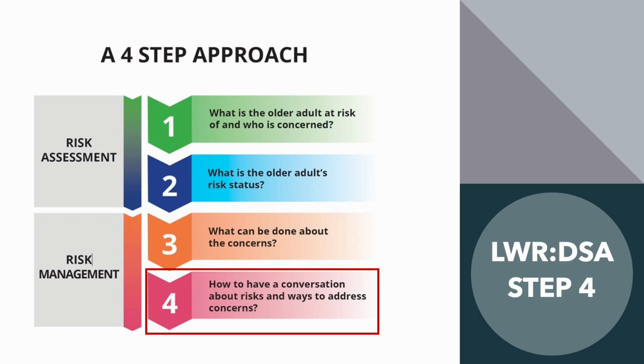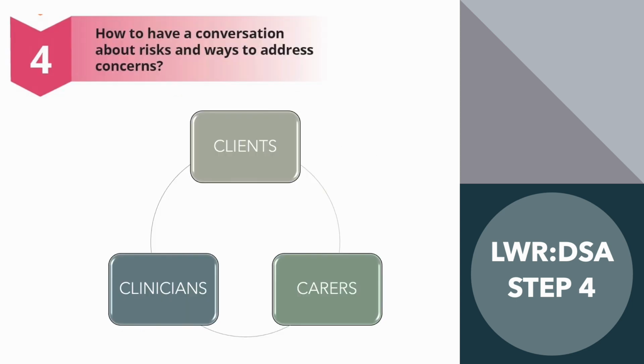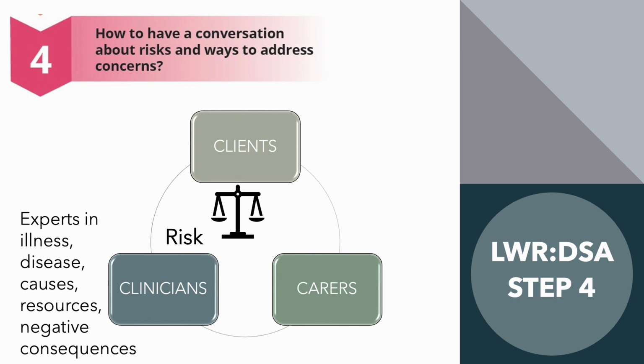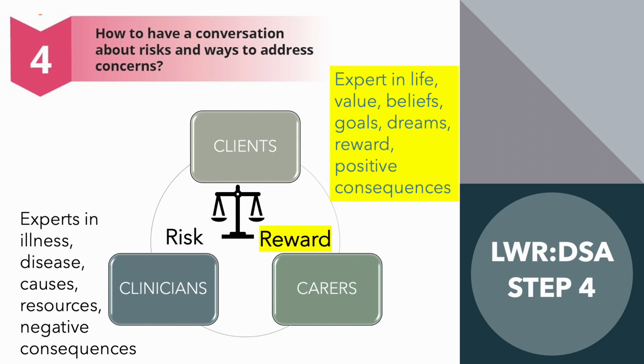This training video provides a brief overview of Step 4, how to have a conversation about risks and ways to address concerns. As we learned in Step 1, clinicians, clients, and their caregivers may all perceive risks differently. Goals of care differ when there are safety concerns, and clinicians and clients come to the therapeutic relationship with different expertise. Clinicians are experts in illness, diseases, causes, negative consequences, and resources, and clients are experts in their life, in what matters most to them, and in the possible positive consequences of risk-taking.